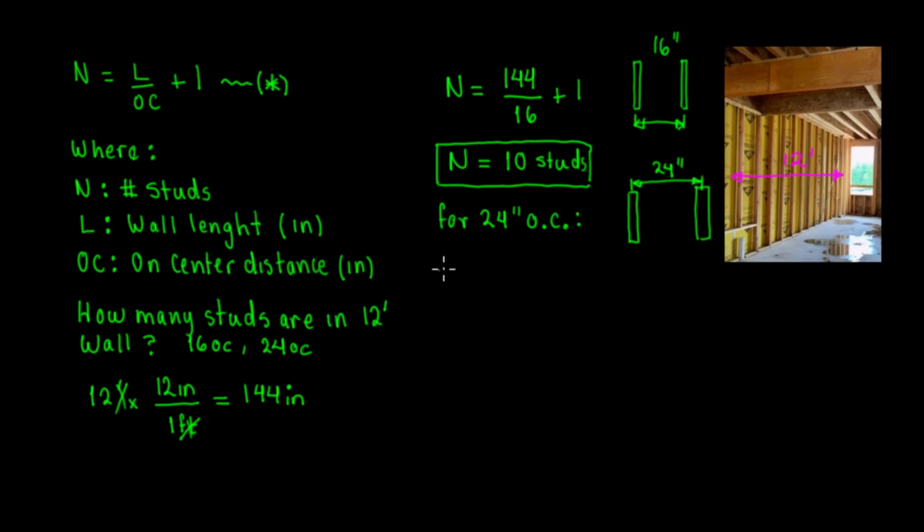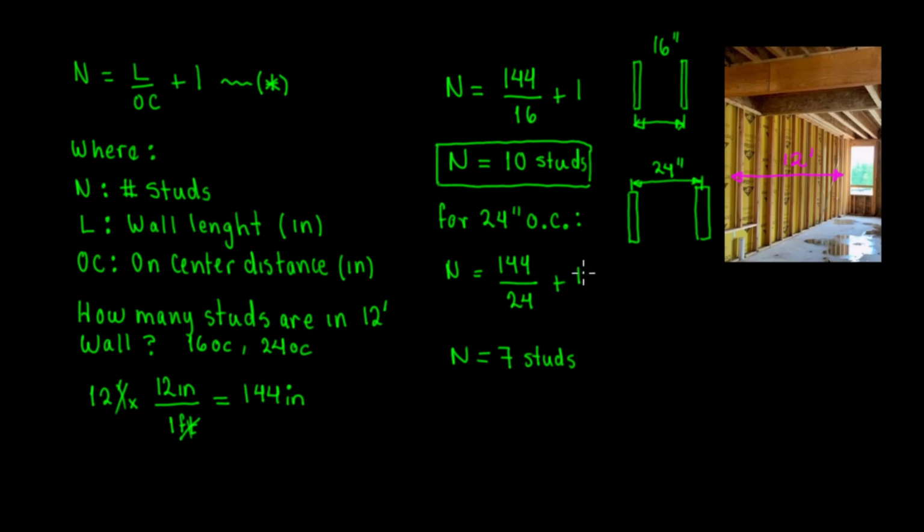So for 24 OC we're going to have again the same formula. This is going to be 144, instead of 16 inches OC, this is going to be 24, plus 1. So N is going to be equal, let's do the calculation, and this gives us 7. So in this case, we're going to need 7 studs if my separation is 24 inches.